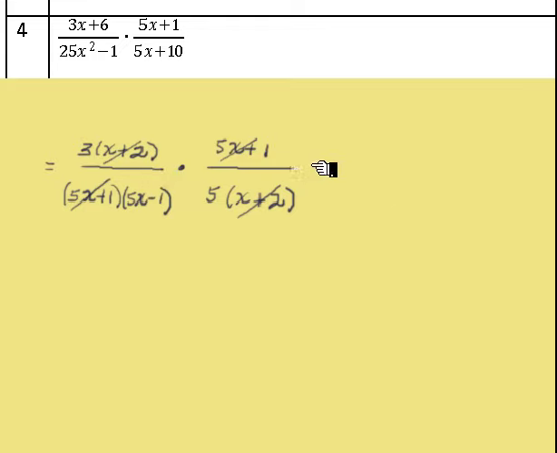Okay, so what are we left with? Let's just look carefully. So in the numerator here we have a 3. And here in the denominator we have 5 times 5x plus 1. Sorry, 5 times 5x minus 1. Now, we could just leave it like this, or you could multiply through by that 5. Just like that.